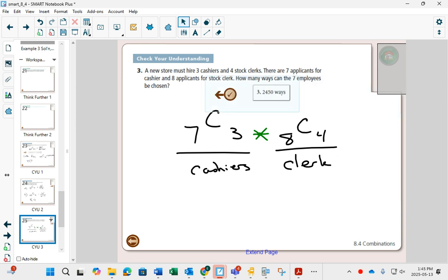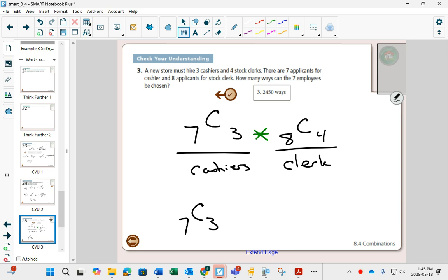I guess if you went to your calculator and got the answer, this is 2,450 different ways. Majority of this unit is calculator. Sometimes if the numbers are smaller, this could technically be asked of you without a calculator.